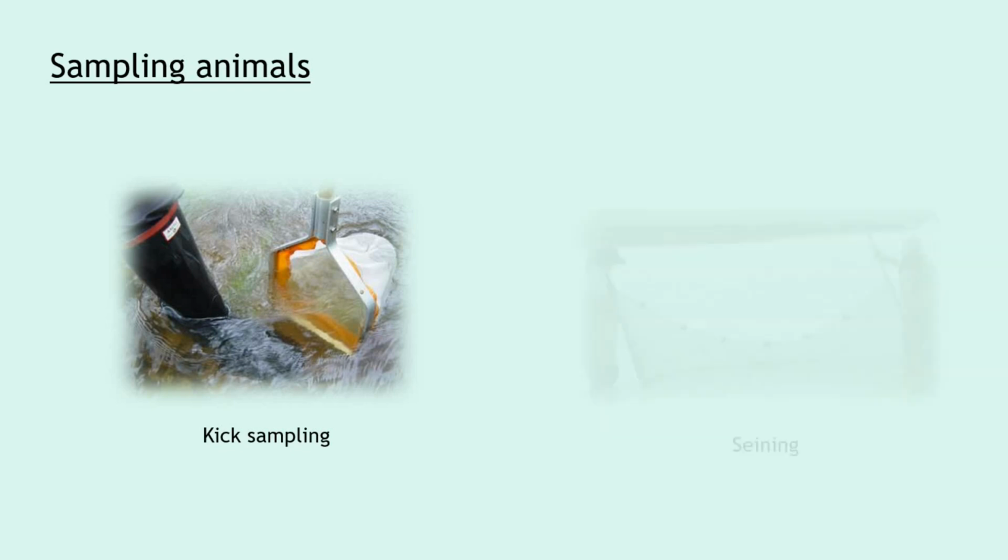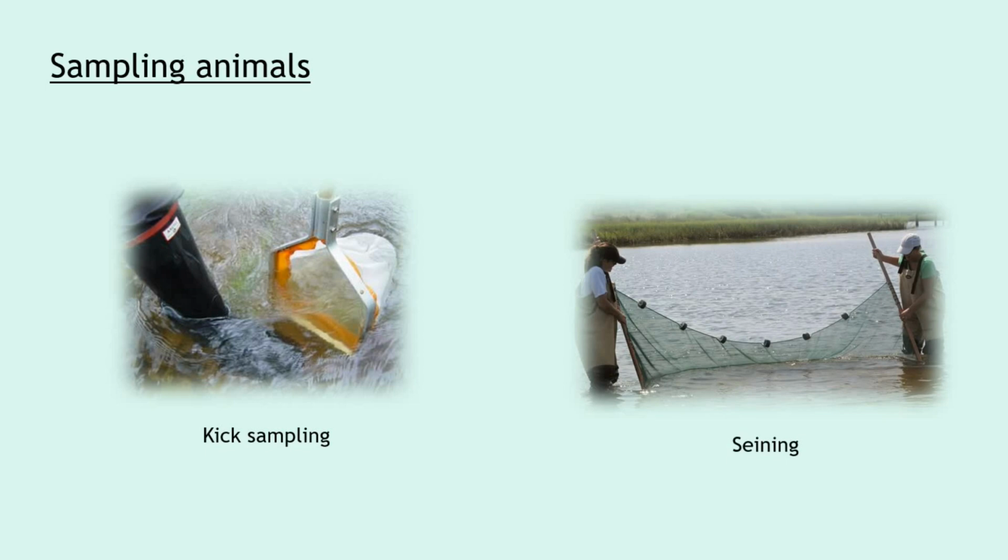You can of course also use seining. This is when you have a net. Generally seining is used with fishing, where you have a very, very large net being submerged into the water. But again, you can use it to catch insects present in rivers as well.